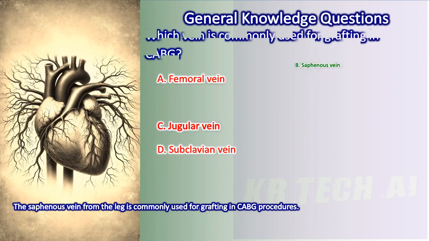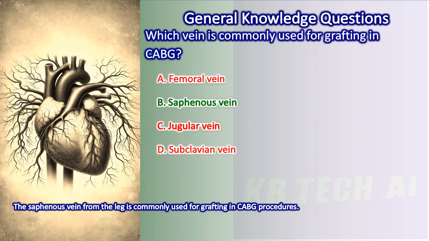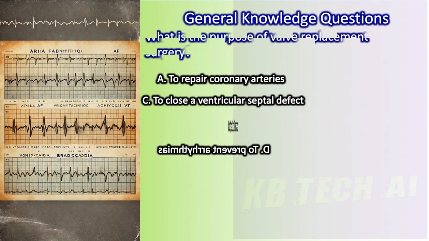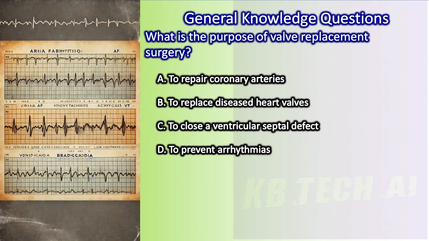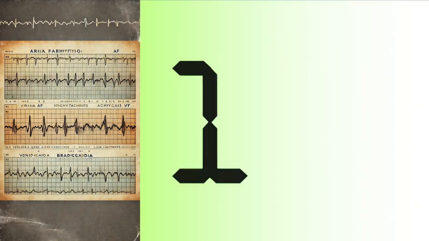The answer is Option 2. Saphenous vein. What is the purpose of valve replacement surgery? Option 1. To repair coronary arteries. Option 2. To replace diseased heart valves. Option 3. To close a ventricular septal defect. Option 4. To prevent arrhythmias.